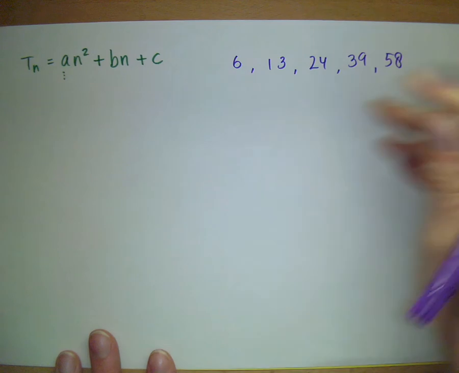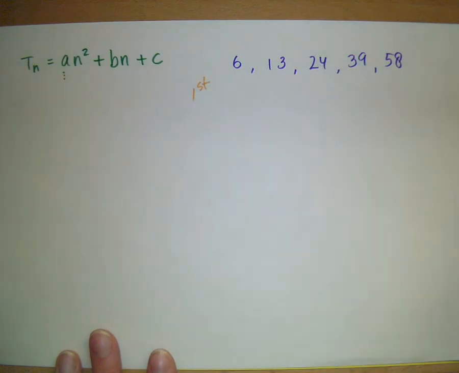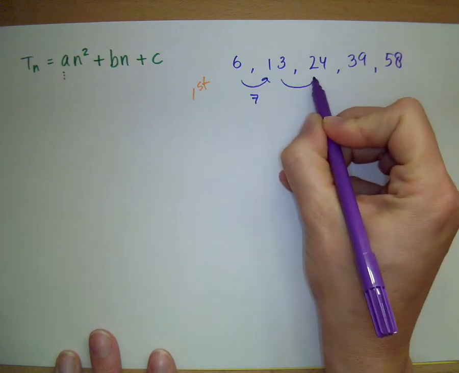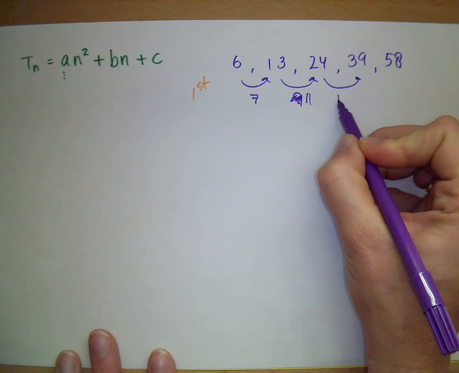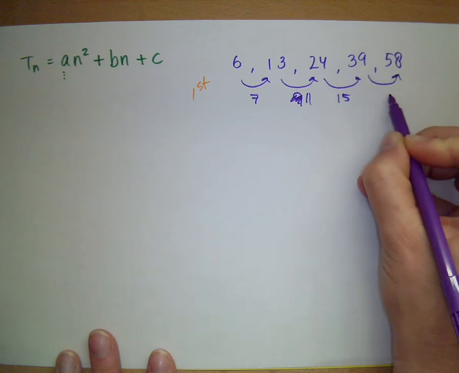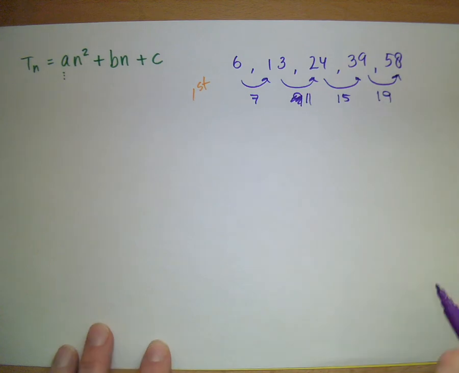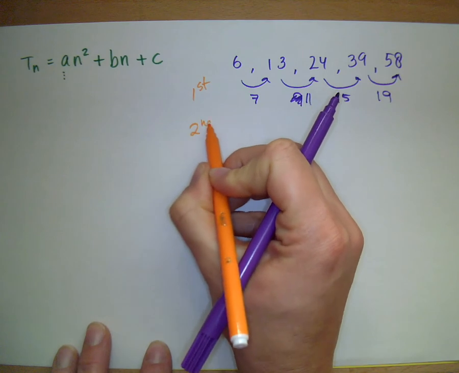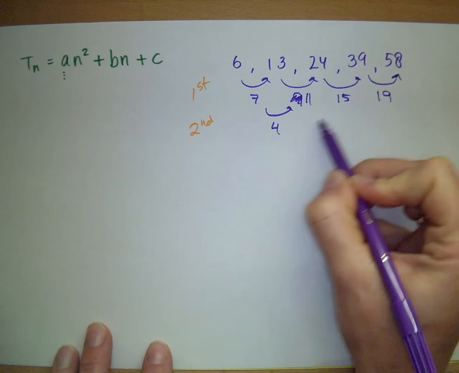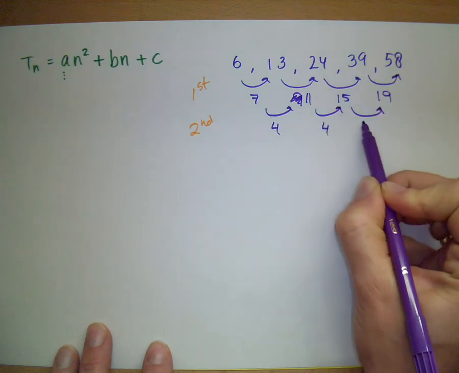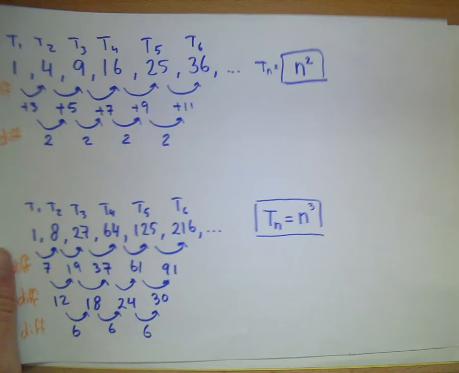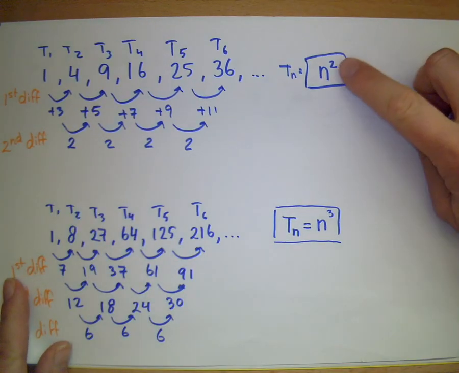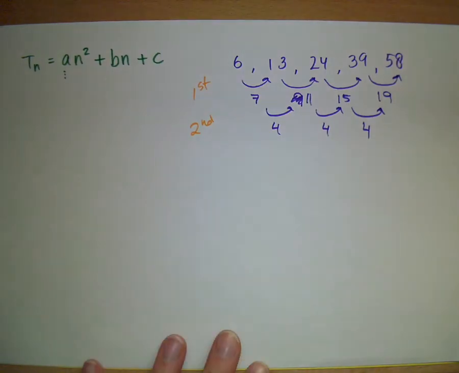Okay, what we're going to do is find the first differences first. These are 7, 11, 15, 19. Okay, they're not the same. I'm going to find our second differences. 4, 4, 4. Okay, the second differences are all the same, so we know that it's a quadratic sequence, like I showed you here. Here, second differences are all the same when the equation is quadratic. Okay, we like that.